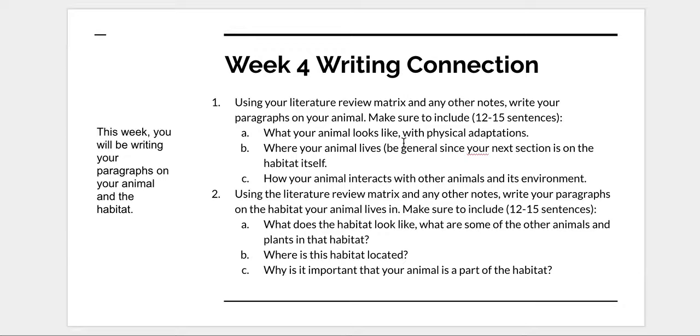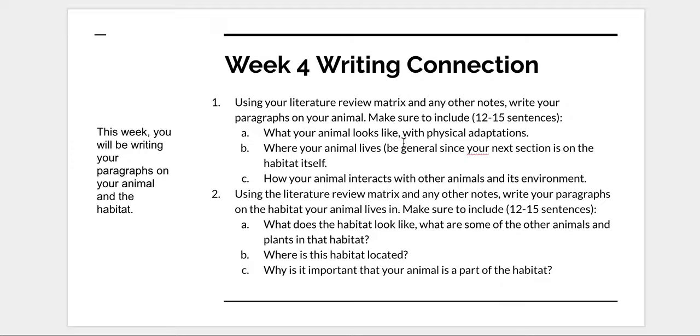The second section that you're going to be writing this week is going to be on the habitat your animal lives in. So this will be another 12 to 15 sentences long, and I want you to talk about what the habitat looks like and what are some of the other animals and plants in that habitat, which you should know from your presentation last week. Where is that habitat located? So again, this can be very general, or you can be much more specific.